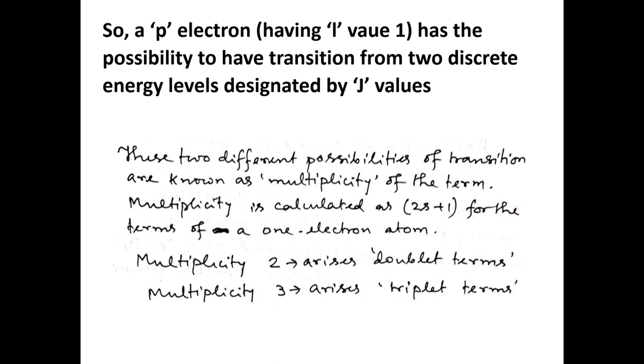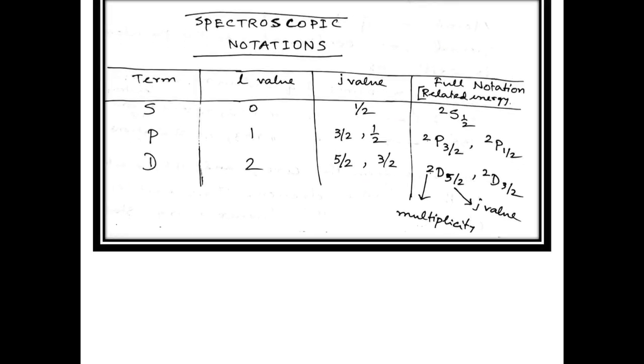So what is the spectroscopic notation? If we write down the term values S, P, D, the S corresponds to L 0, P to 1, D to 2. So J for the S level is equal to half. J for the P level will be 3 by 2 and half. J for D will be 5 by 2 and 3 by 2, because L plus S, L minus S.